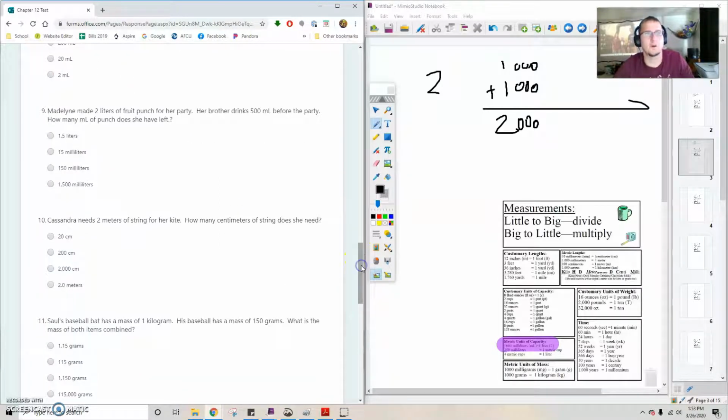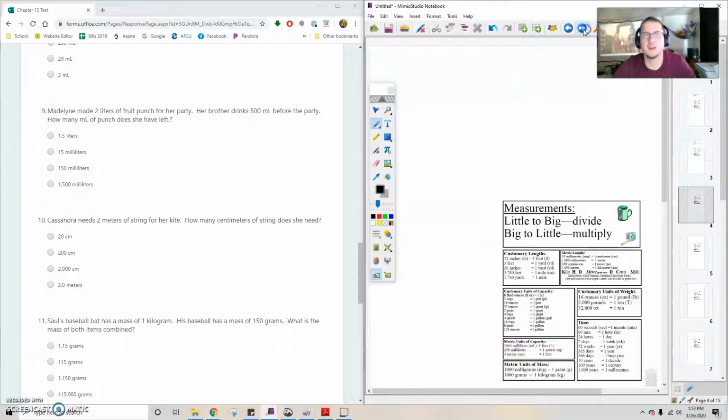Moving into some word problems now. Madeline made 2 liters of fruit punch for her party. Her brother drinks 500 milliliters before the party. How many milliliters of punch does she have left? So she started off with 2 liters.